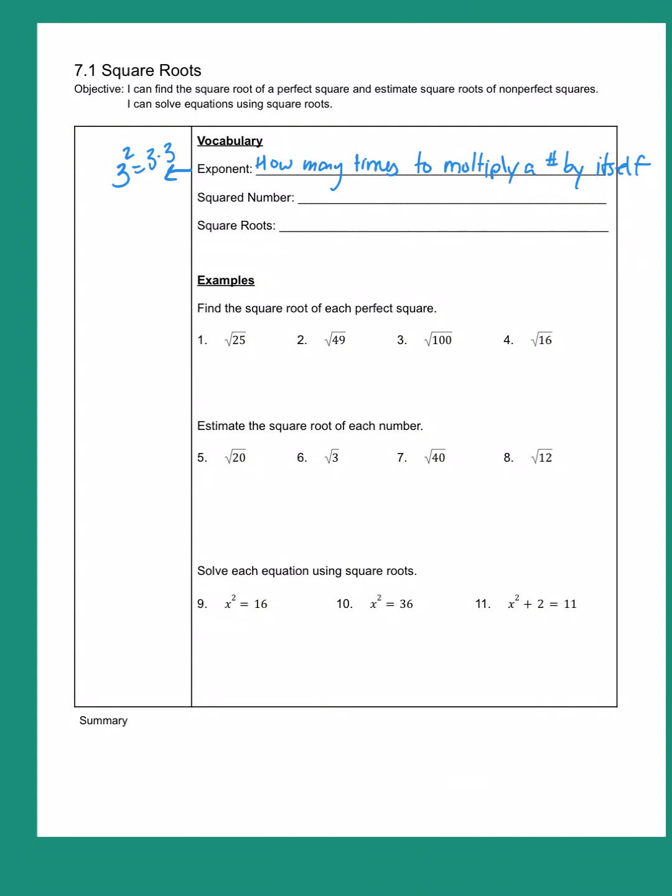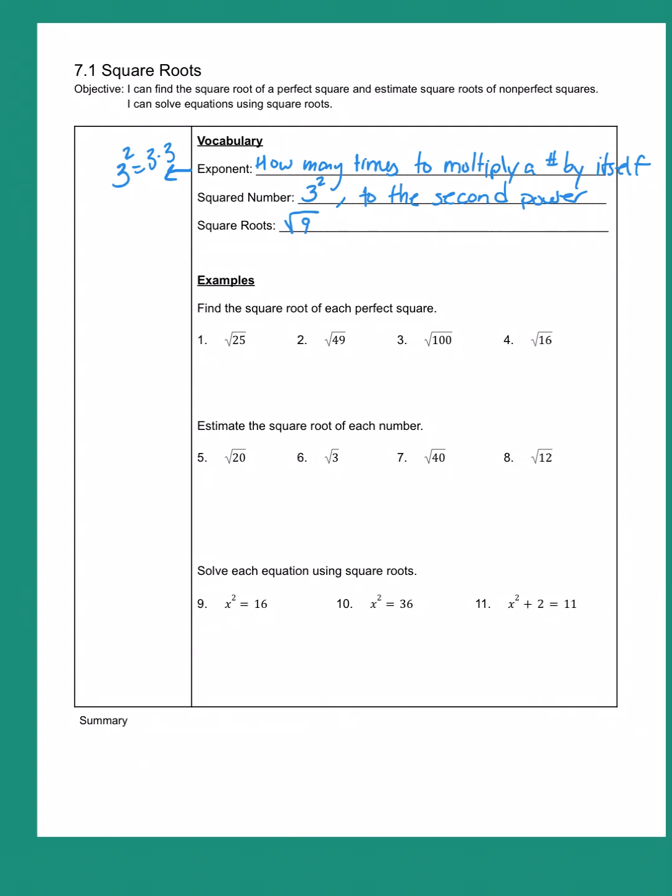A squared number, so 3 to the second power, we read that as 3 squared. So squared means to the second power. And then square roots would be like a number like the square root of 9.